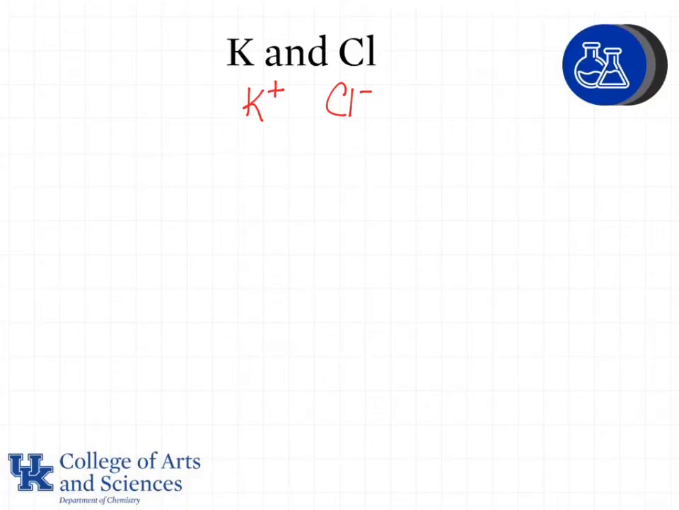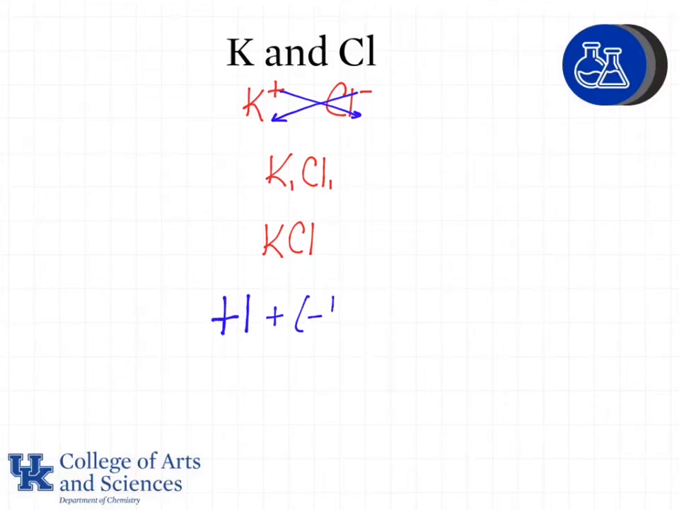And when we crisscross down, we put the 1 from the potassium on the chlorine subscript. The 1 from the chlorine becomes the subscript for the potassium, and we get KCl, and we can rewrite that without the 1s because we know that the 1s are implied. Just like before, we can check to see that this is correct because we have +1 from the potassium plus a -1 from the chlorine, and we see that that equals 0.